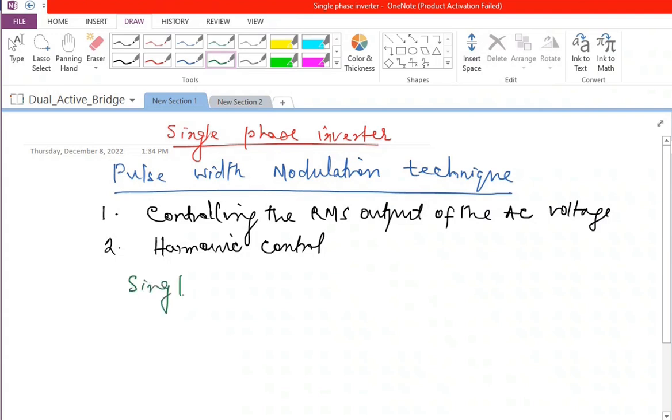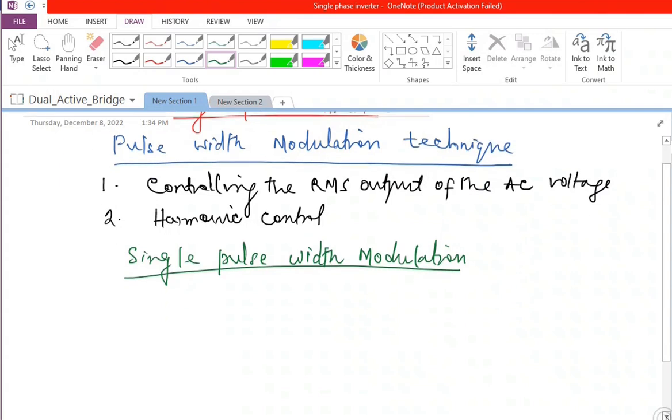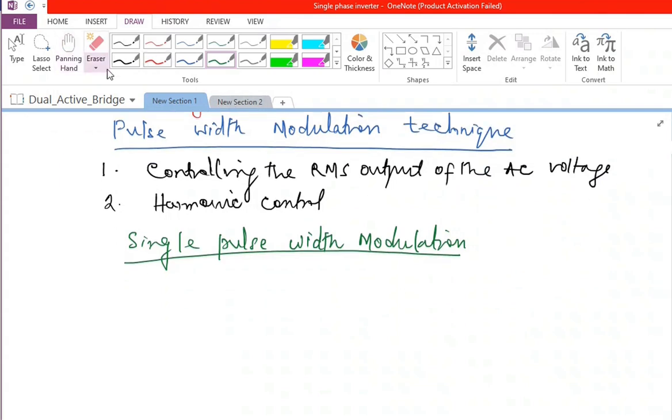So single pulse width modulation technique. As the name indicates, we are going to have only one pulse in the positive half cycle and one pulse in the negative half cycle. And we are going to adjust that pulse width to get variable RMS amplitude at the output.